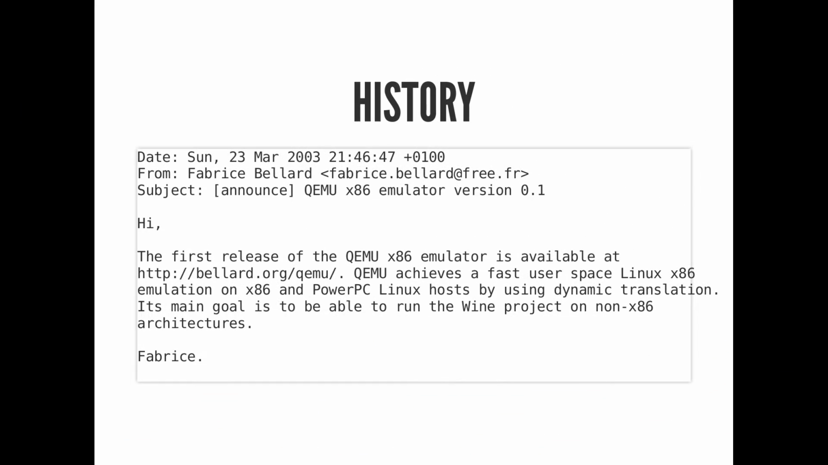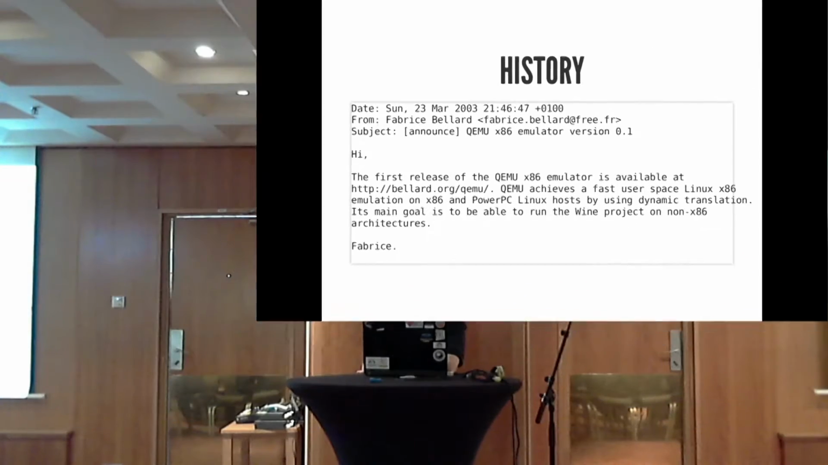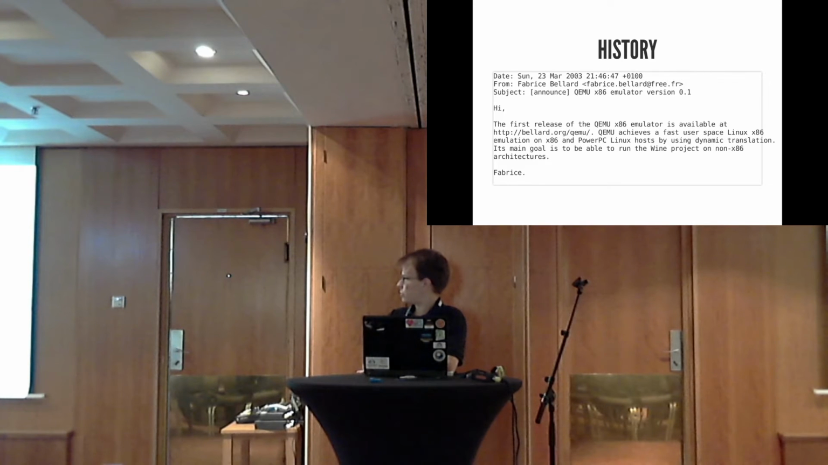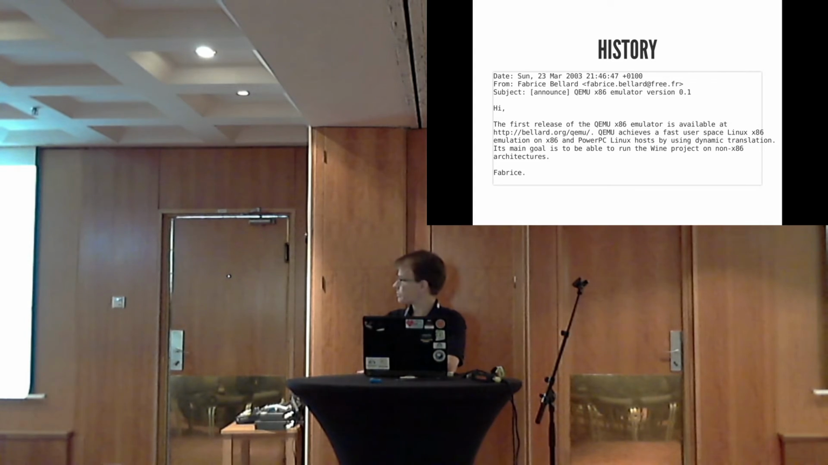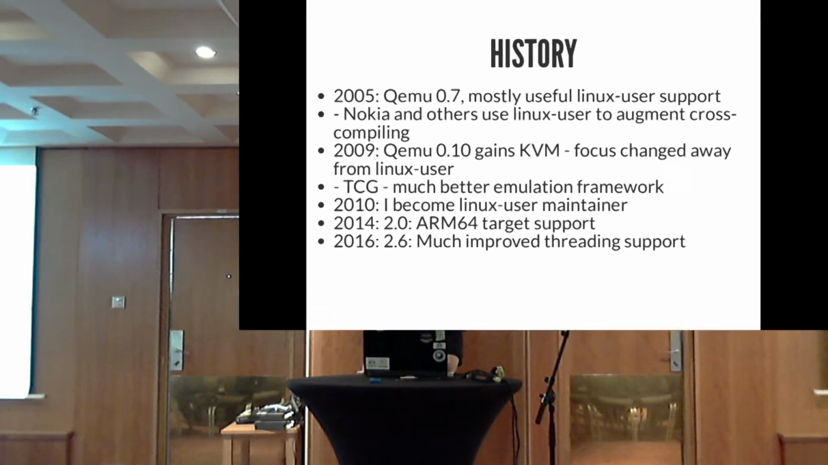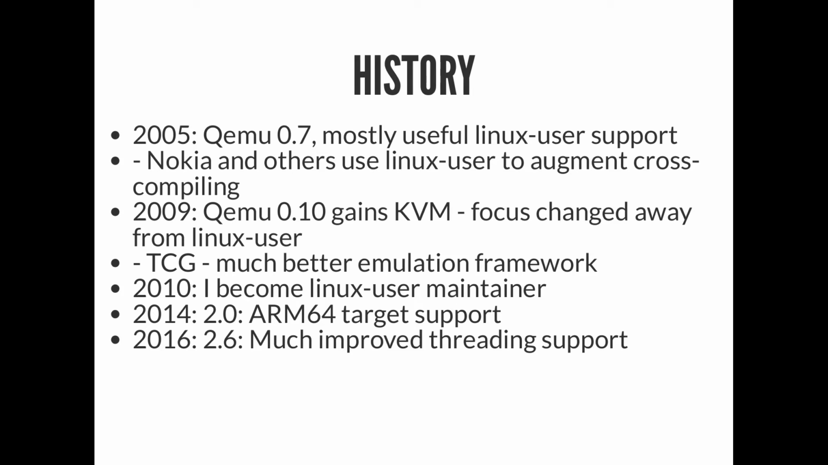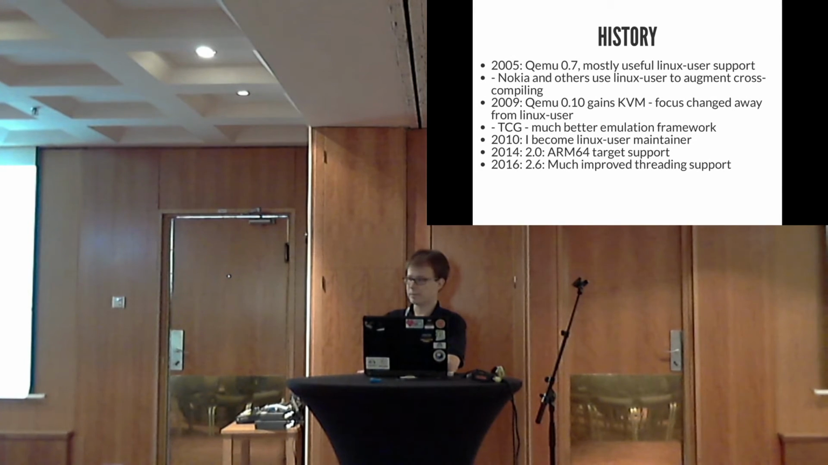How did we end up there? Well, originally we started with just being LinuxUser. The first version of Qemu was to run X86 binaries on PowerPC, and the goal was to run Windows applications eventually. It may even be possible these days now that we have proper threaded support in Qemu. So this was almost 15 years ago. How did we evolve from there?